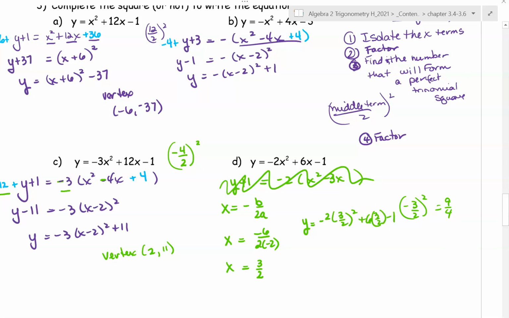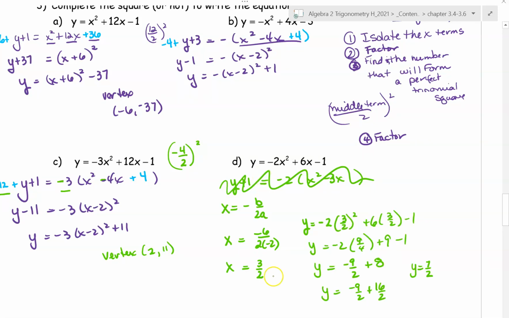So go ahead and pause the video and see if you can write part D in vertex form. Okay, so again, I have 3/2 is my x-coordinate of my vertex. If you substitute 3/2 into the equation for x, you could find y is 7/2. So we know that we have y equals, and again, here is our a, -2 times x minus 3/2 quantity squared plus 7/2.